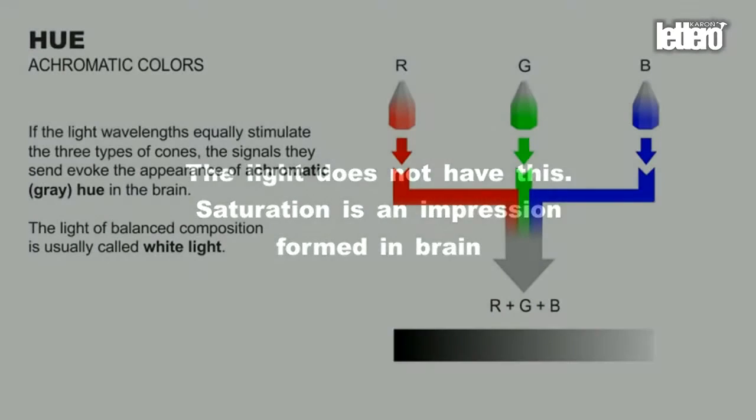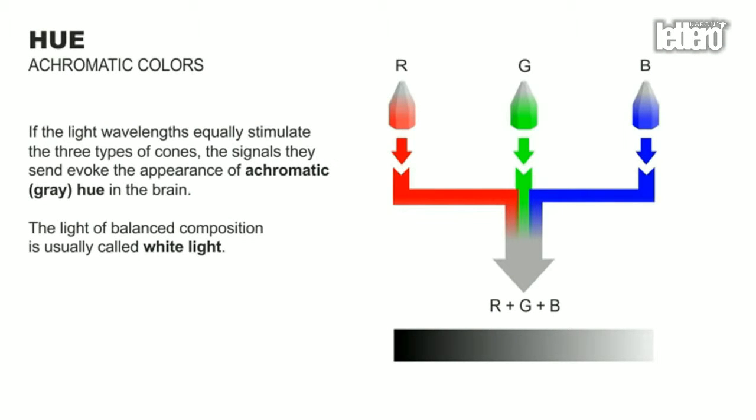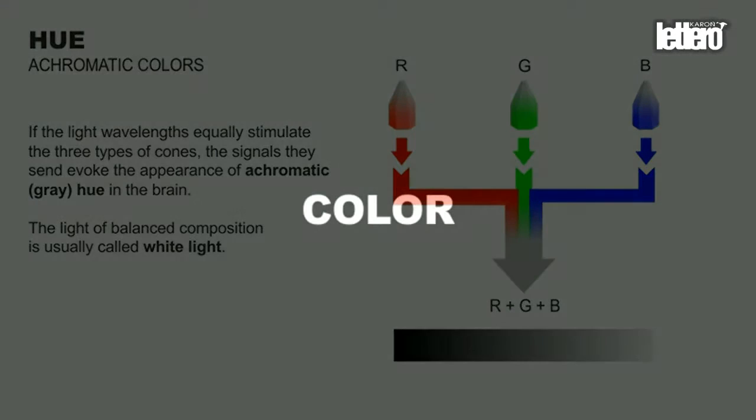Light has no saturation. Saturation is a visual sensation occurring in the brain. If light waves stimulate the three types of cones equally, the signals they send evoke the sensation of an achromatic grey hue in the brain. Light of balanced composition is generally referred to as white light.